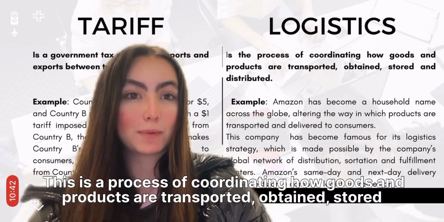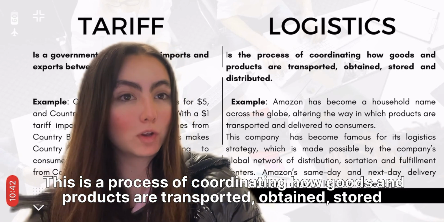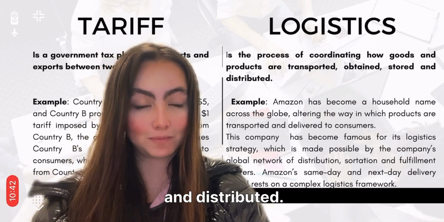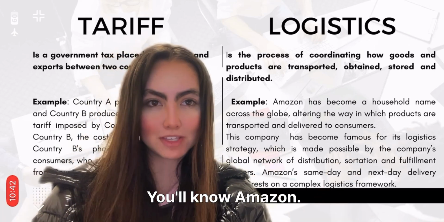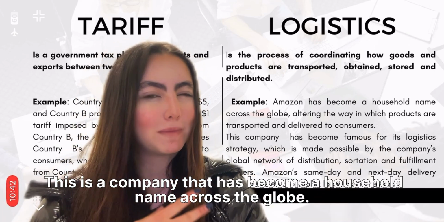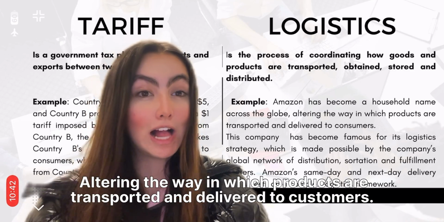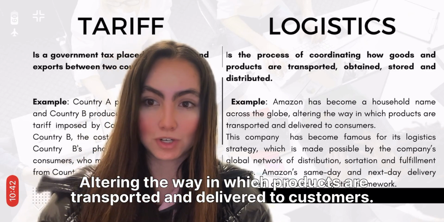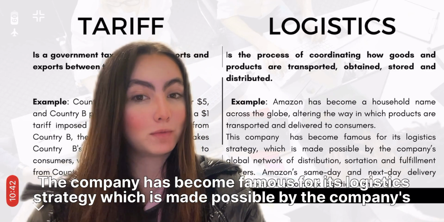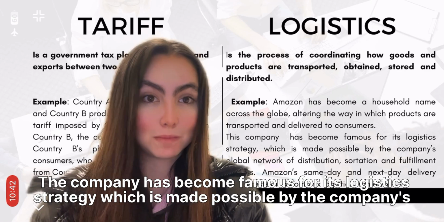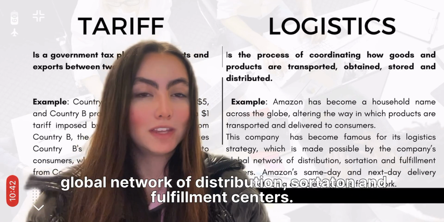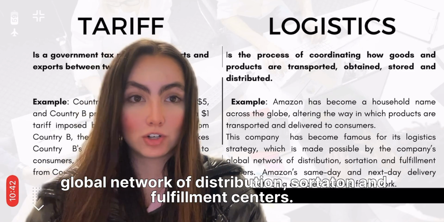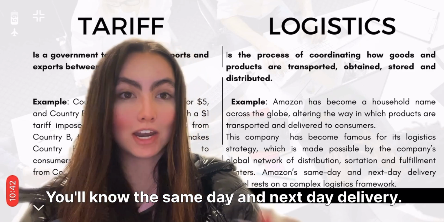Logistics. This is a process of coordinating how goods and products are transported, obtained, stored, and distributed. This is an example. You all know Amazon. This is a company that has become a household name across the globe, altering the way in which products are transported and delivered to customers. The company has become famous for its logistics strategy, which is made possible by the company's global network of distribution, sortation, and fulfillment centers. You all know that same-day and next-day delivery.